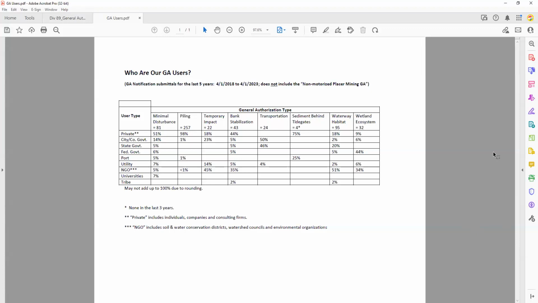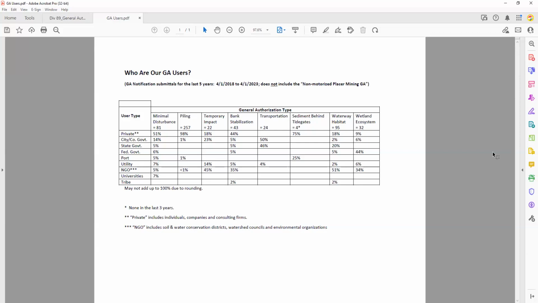One is the minimal disturbance general authorization. It tends to get used by many different user types. So in that regard, it's a fairly commonly used, fairly popular GA, certainly one that we would want to keep.